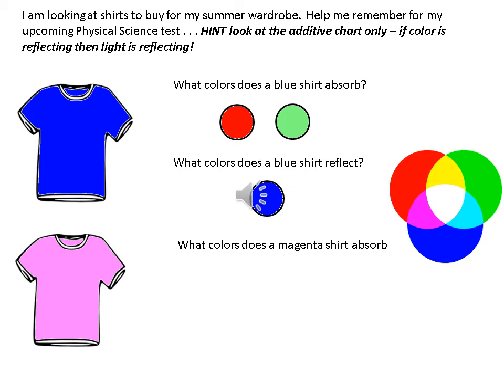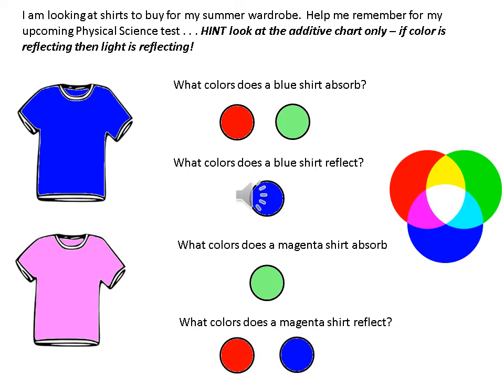And the question is, what colors does a magenta shirt absorb? Now, magenta is made by mixing both red and blue light, and so the only color light that a magenta shirt is absorbing is green light. What colors does a magenta shirt reflect? It's going to reflect back that red and blue light.